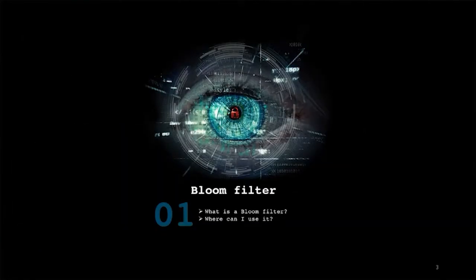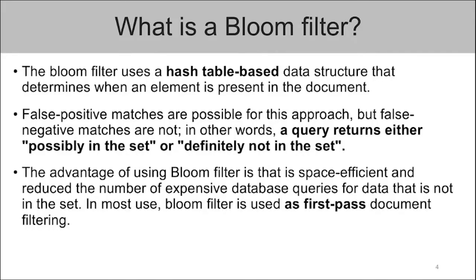Okay, let's start. So what is a Bloom filter? The Bloom filter uses a hash table based data structure that determines when an element is present in a document, and later we will see an example. In this technique, false positive is possible, but false negative match is not, which means if you send a query it will either return possibly in the set or definitely not in the set.